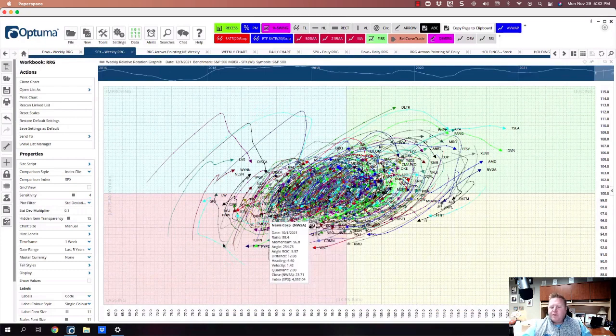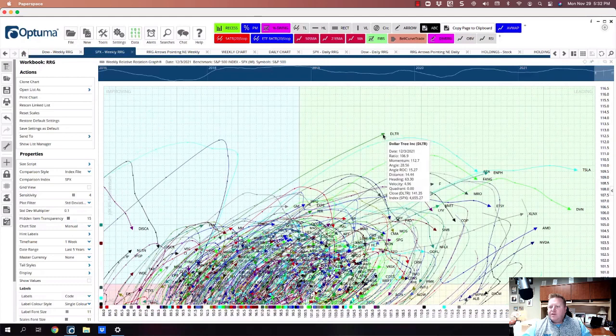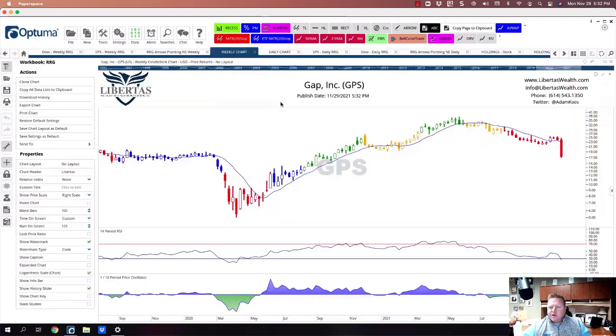But anyway, I'm going to zoom in here, and let's point out a couple positions. So right now, Dollar Tree. You can see here, Dollar Tree is in the upper right-hand quadrant, the leading quadrant. And what that means to us is that it's leading the market. It's beating the market. So this is a weekly chart. I'm going to pull up a weekly individual chart and go to Dollar Tree.